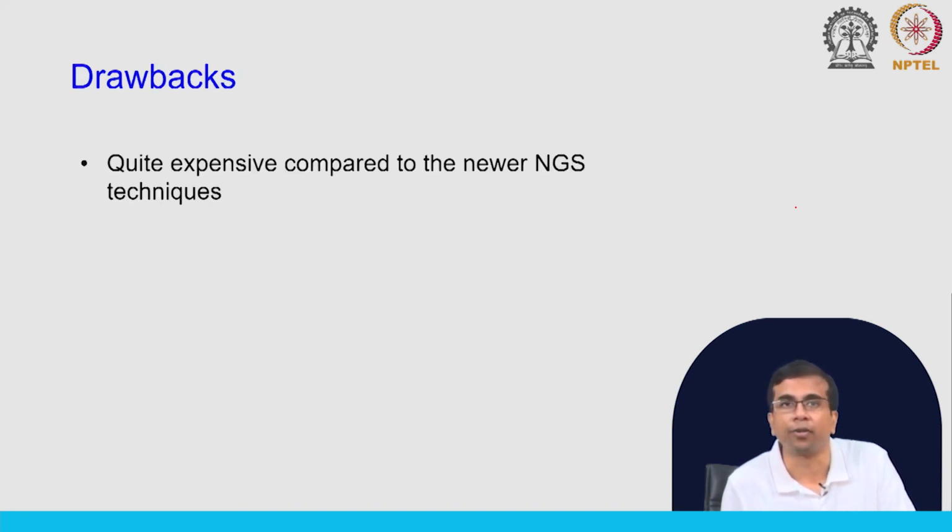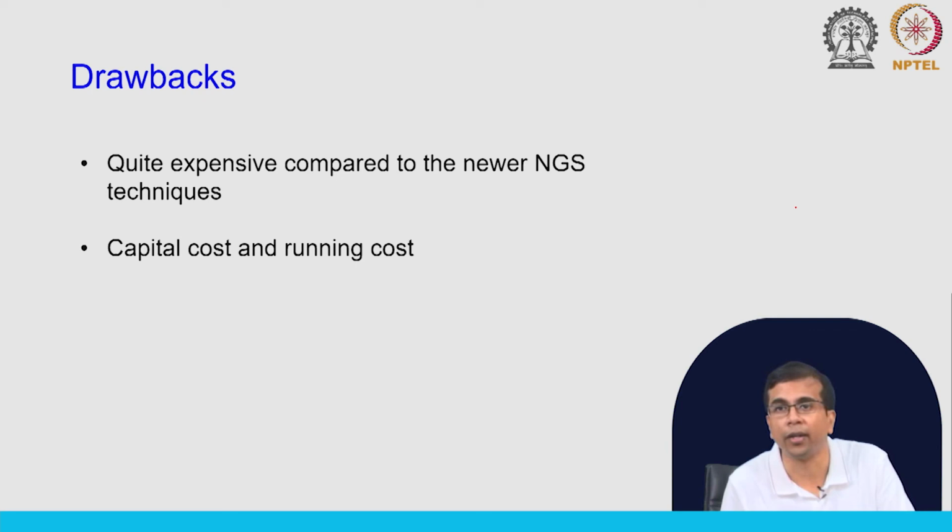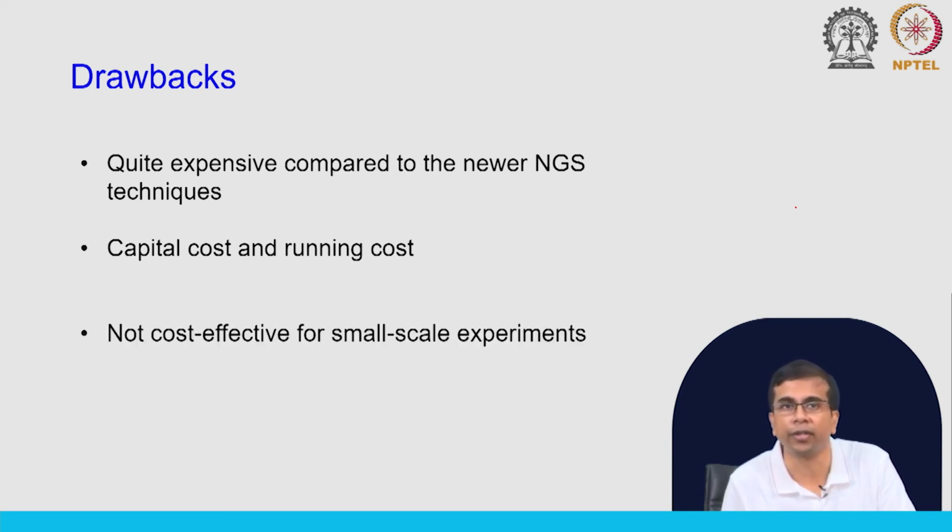There are of course some drawbacks. This is still quite expensive compared to newer NGS techniques, which we will discuss later. This is because of the use of enzymes, etc. The capital cost is quite high, because you have these optical detectors and they have to be very sensitive. So, the cost of the instrument is already quite high, and also the running cost, because you are using enzymes and modified nucleotides for the sequencing process.